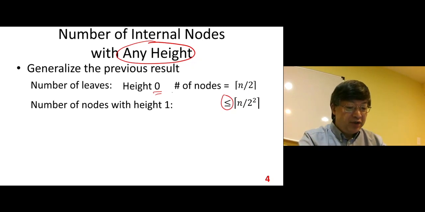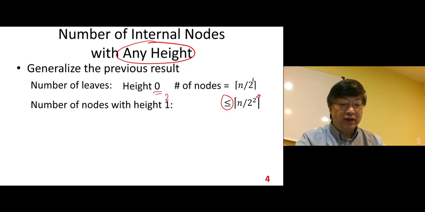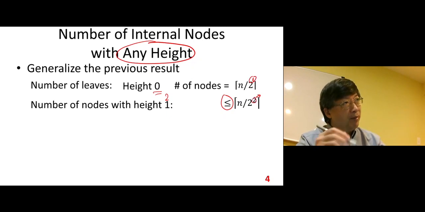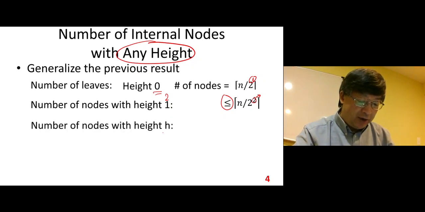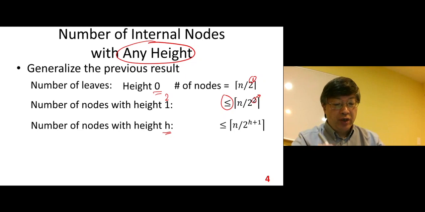Then the generalization. Change to 2, we increase the exponent number by 1. Here it is 1, so 0. Here is 1, 1. Here is 2, 2. It's 3. One more. Then the height number is h plus 1. That's an easy generalization.